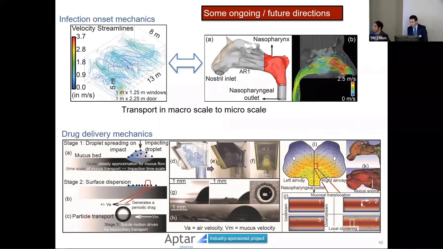Here we are trying to connect what Dr. Itu was suggesting, the connection of the macro scale transport with the micro scale transport. We are looking at the particle transport along with the mucociliary stream once they have landed.